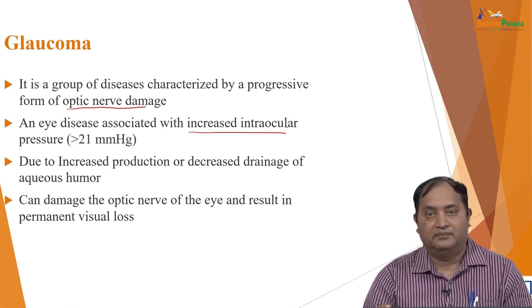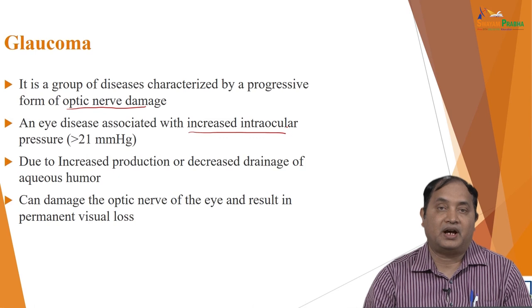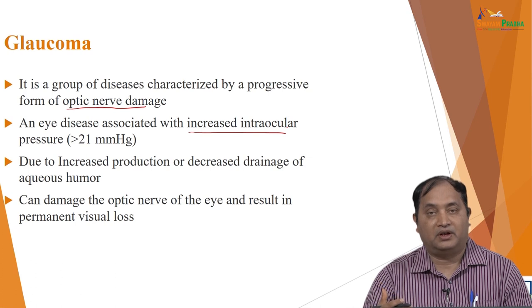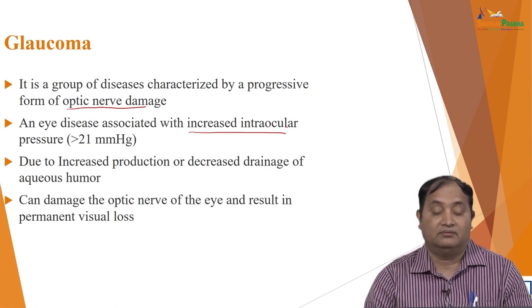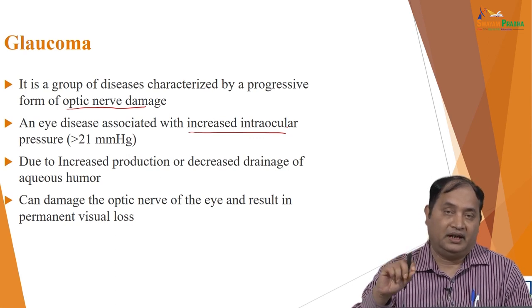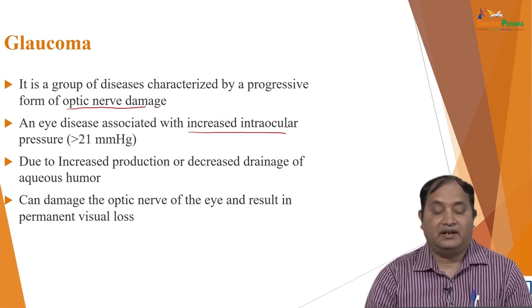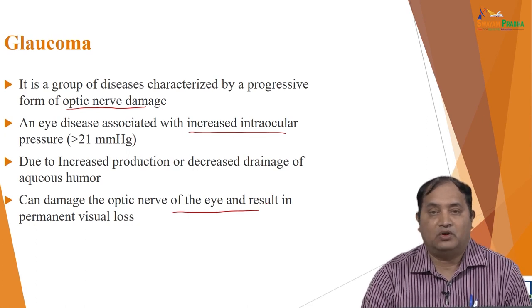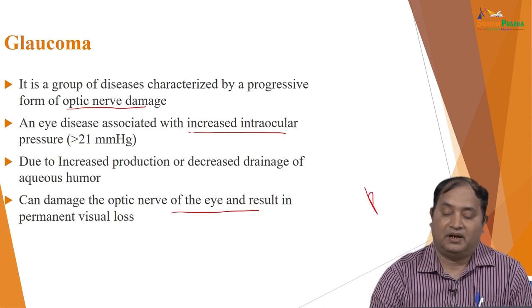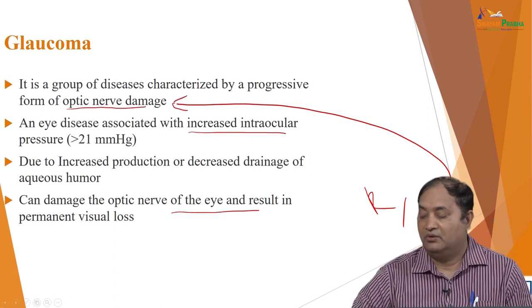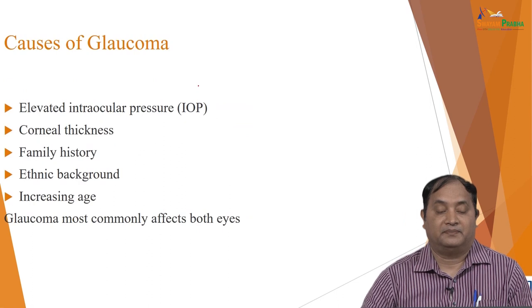Now, the reason behind the increase of pressure could be increased production of aqueous humor, or the production is at a normal physiological rate but there is no drainage of aqueous humor because the drainage is blocked. It can damage the optic nerve of the eye, resulting in permanent visual loss. This is the main concern, and that is why we need to treat the glaucoma patient, to prevent that optic nerve damage.